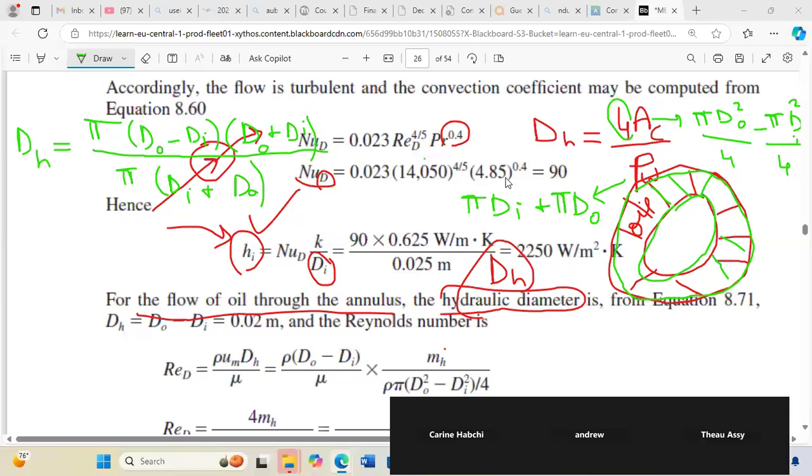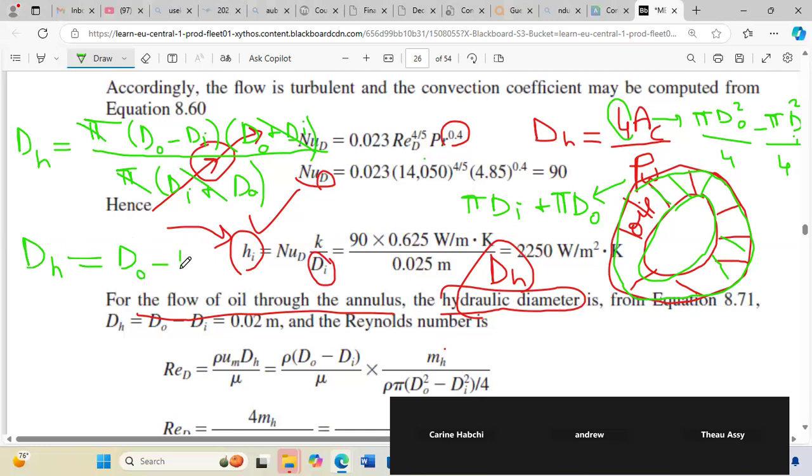So if we replace in D hydraulic equal 4 times area over P wet, if we replace the cross-sectional area by its expression and the wet perimeter by its expression, then we can simplify D hydraulic. Pi over pi will cancel out. D out plus dn over D out plus dn will cancel out. So we can deduce that for an annulus, we can calculate the hydraulic diameter as the difference between the outer diameter and the inner diameter.